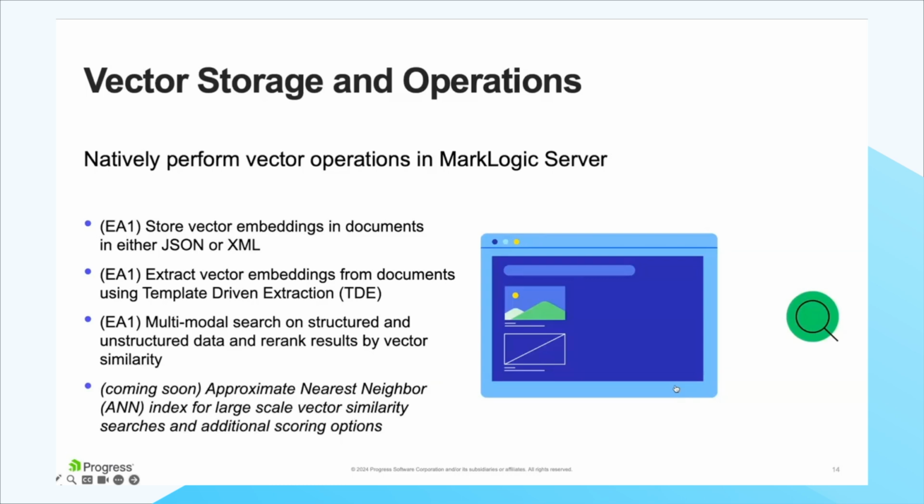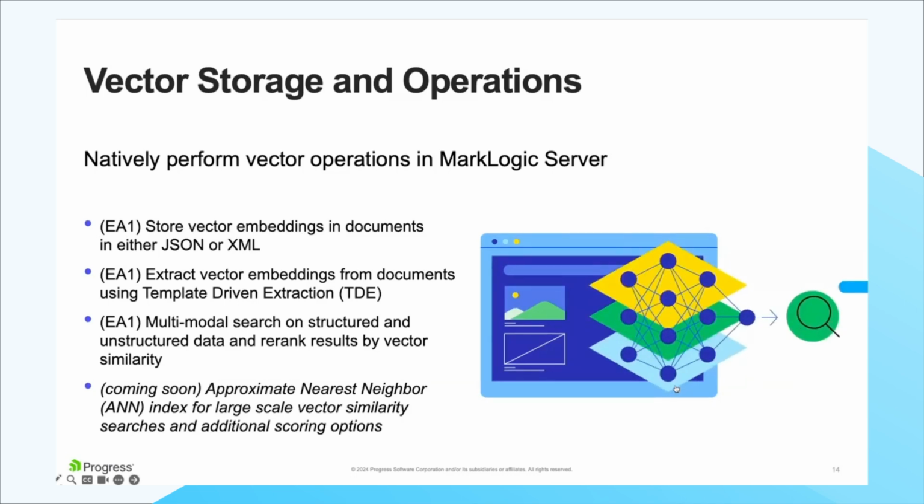These vector operations can be combined with our existing search techniques such as structured metadata queries, full text queries, graph, geospatial, all to be able to implement the most flexible, multi-model, hybrid RAG techniques available. Before I jump into a demo of this, I need to talk a little bit about the Optic API. Optic API is key to understanding how vector operations can be combined with other multi-model queries in MarkLogic.